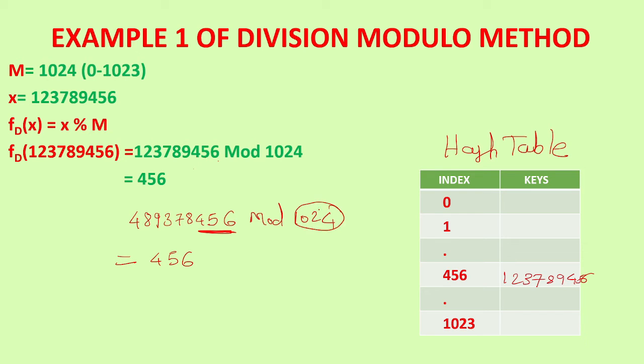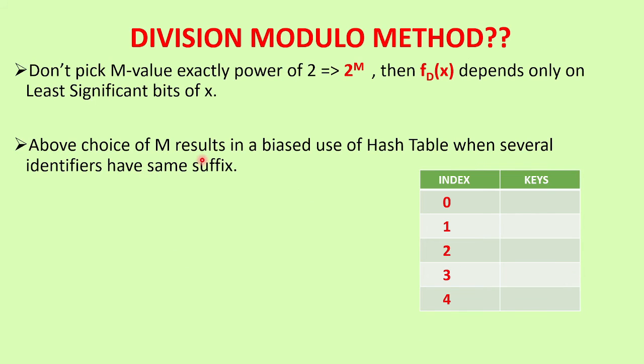2 raised to 10 is 1024, and m, that is the table size, is a power of 2. So the last 3 least significant digits will be the answer, again 456. This value will also go to the same place, that is index 456 only. So this will create a problem. The above choice of m results in biased use of the hash table when several identifiers have the same suffix.